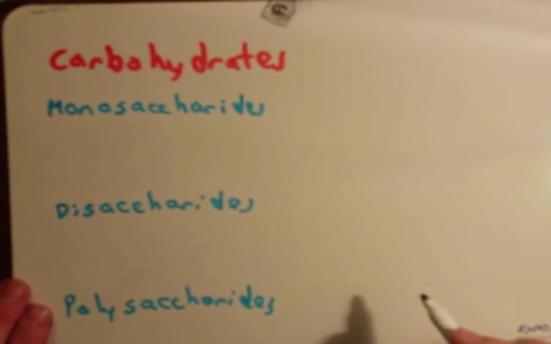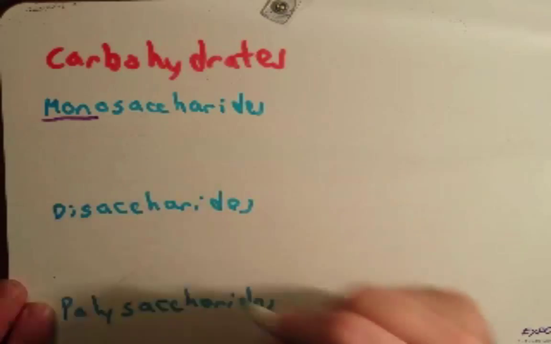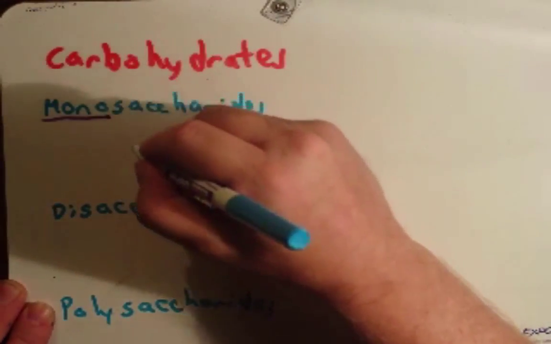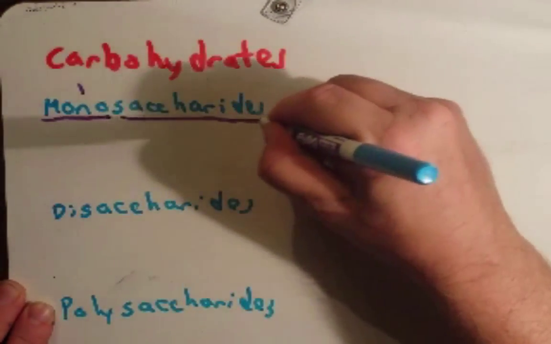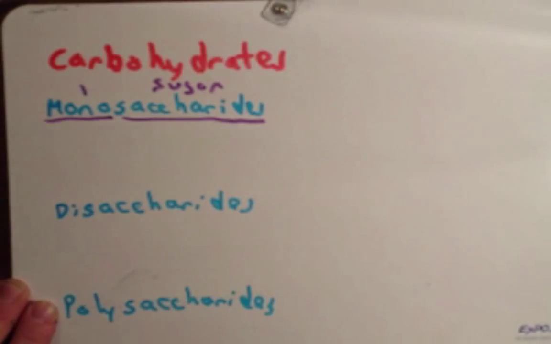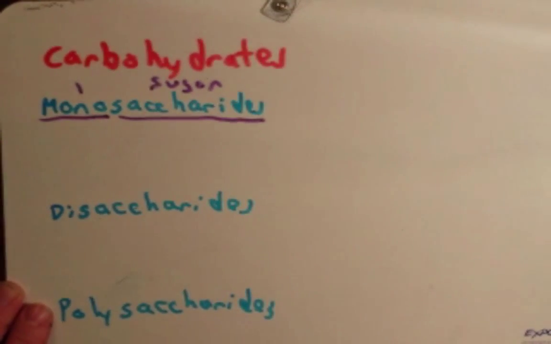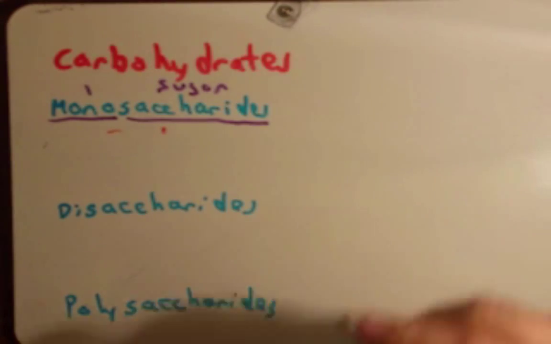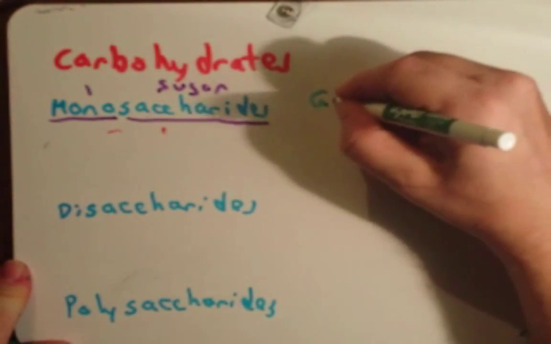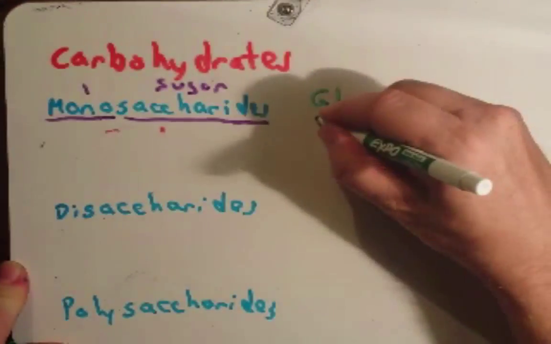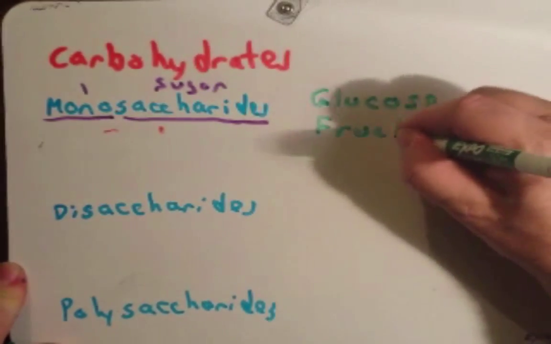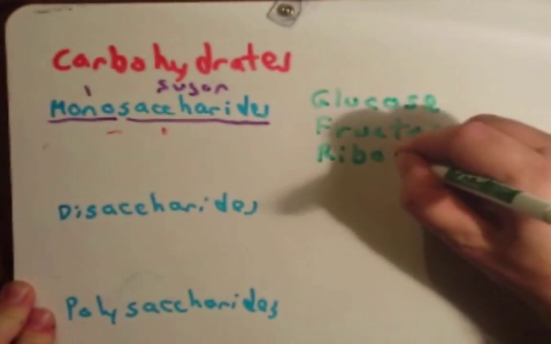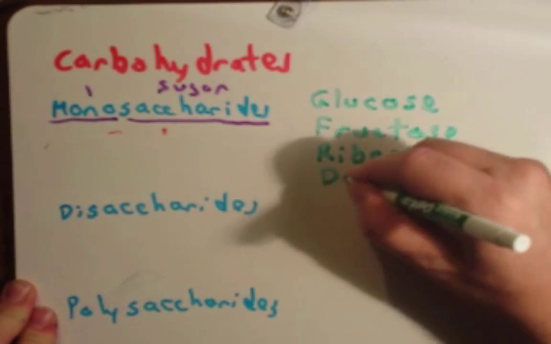So let's talk a little bit more about these monosaccharides. The first part, mono, means one, and then saccharide is sugar. So these contain one ring of sugars. Some examples of monosaccharides include glucose, fructose, ribose, and deoxyribose.